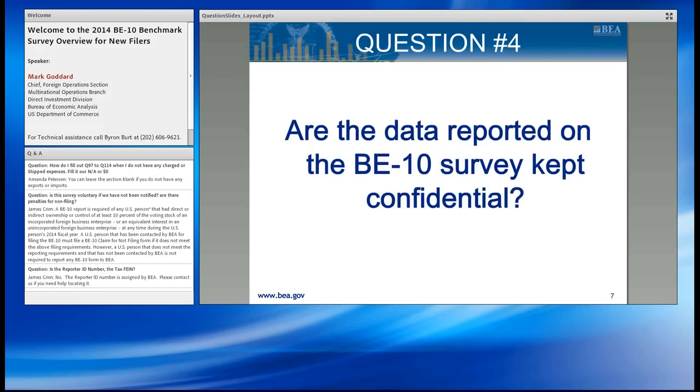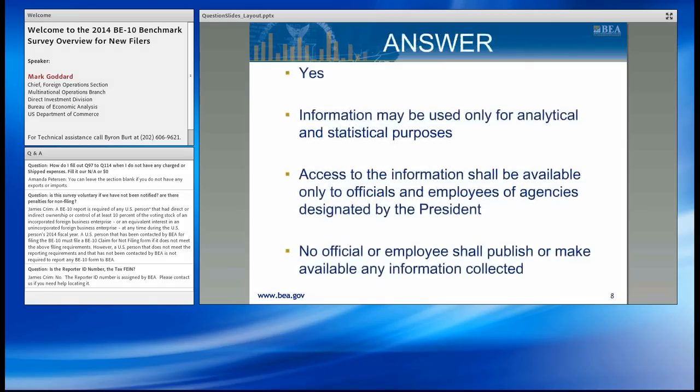Are the data reported on the BE10 survey kept confidential? Yes. The information included in the completed BE10 survey forms may be used only for analytical and statistical purposes, and access to the information shall be available only to officials and employees of agencies designated by the President to perform functions under the International Investment and Trade and Services Survey Act. No official or employee shall publish or make available any information collected under the Act in such a manner that the person to whom the information relates can be specifically identified.